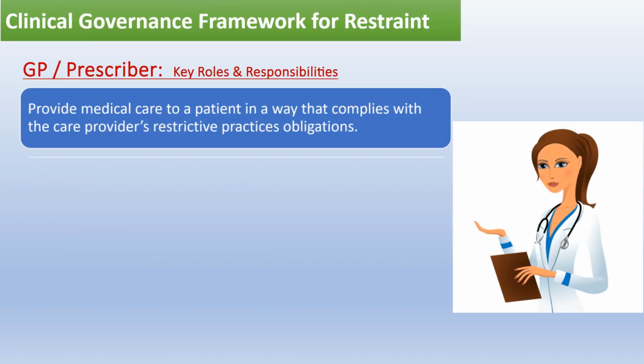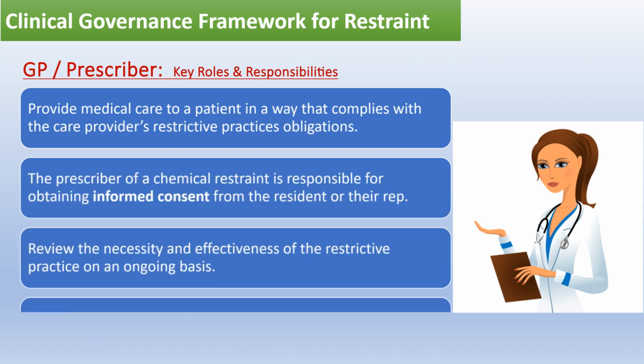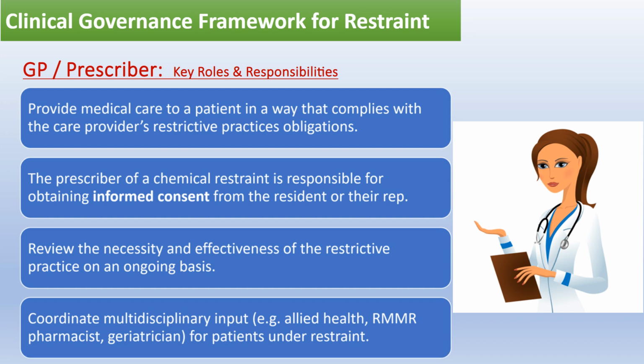The GP should ensure that the medical care is provided in a way that complies with the restrictive practices obligations. And the prescriber is, as we already said, responsible for obtaining informed consent. They should also be reviewing the necessity of using the restrictive practice on an ongoing basis, and they should be coordinating multidisciplinary input for these patients.